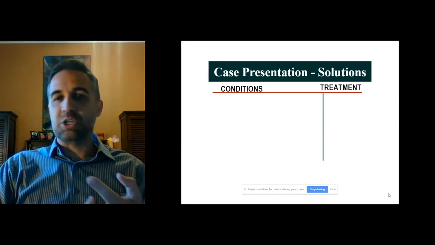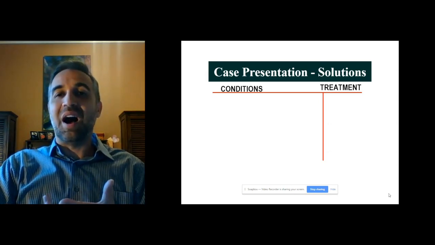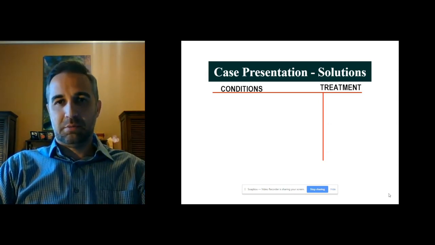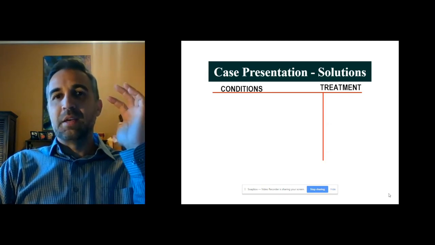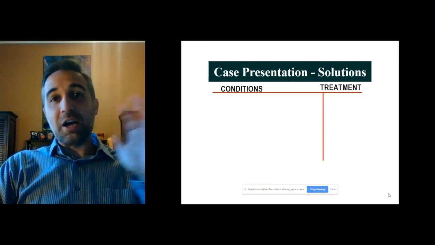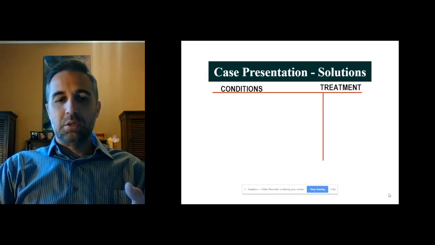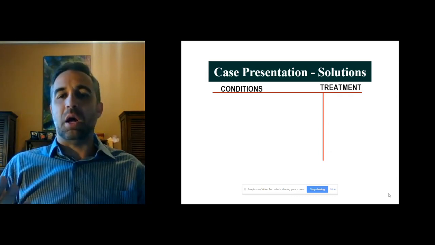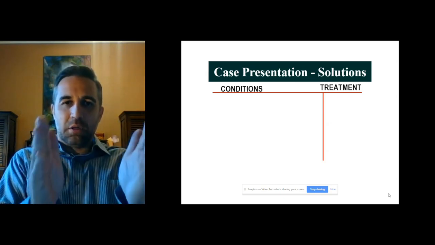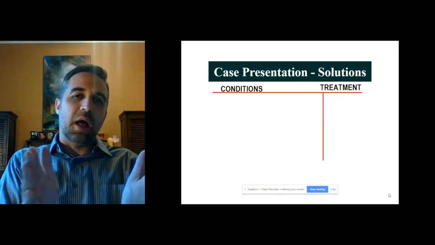Let's take condition number 2, gum disease. What is the consequence of gum disease? Sometimes I hear extraction. That is, again, a treatment. It would be tooth loss. So toothache or tooth loss are the only 2 consequences we're going to worry about here, and they fall under this conditions category. And this line is really important.